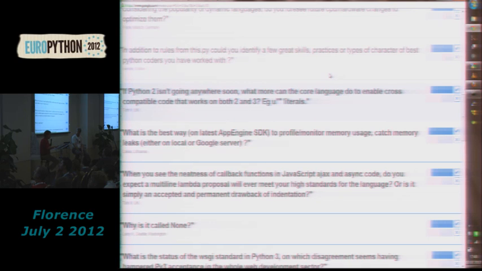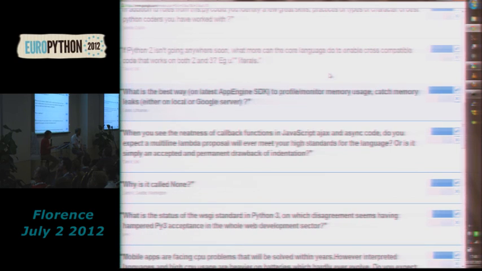Sorry, Magic Pill would be nice, but okay. What is the best way on the latest App Engine SDK to profile, monitor memory usage, and catch memory leaks, either on local or Google servers?